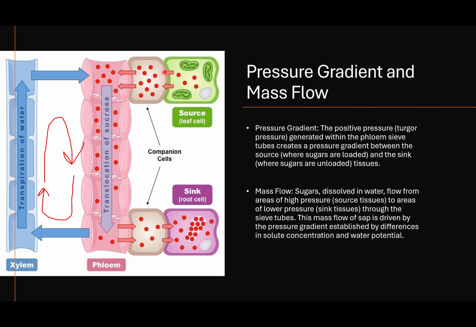So notice the red balls are sucrose, right? We know that more sucrose is in the companion cell than here, right? So we're moving it against the concentration gradient. So it's active transport.